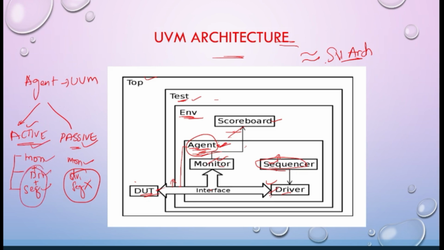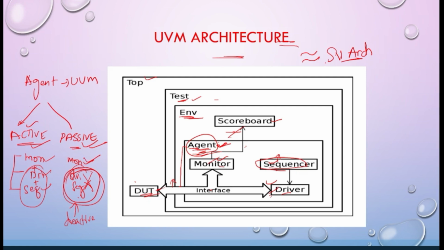Now whenever you want to only observe the operations, whenever you want to see the data flow and everything, and you just don't want to drive anything, then you choose the passive agent. Because in the passive agent, the driver and sequencer are in deactive mode, that means they are not working. You know that the driver is used to drive the value, so whenever the driver is off, obviously the values won't be driven to the DUT. So only the monitor is present.